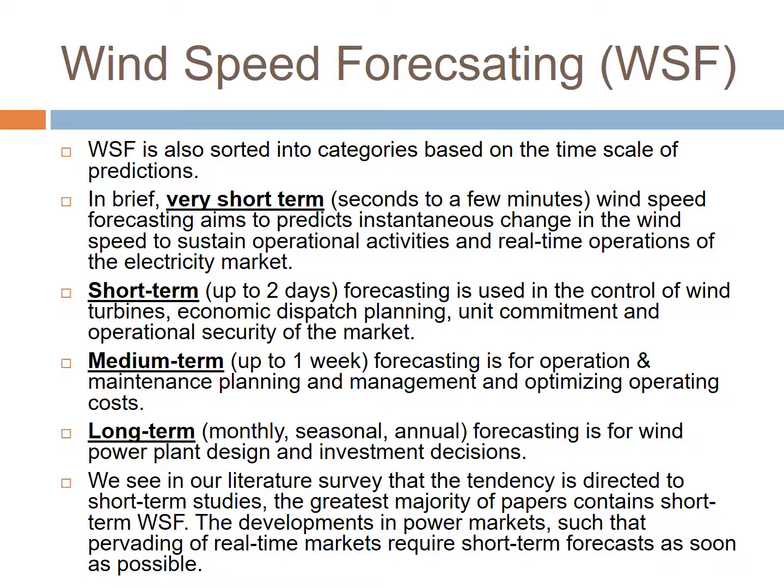Medium-term forecasting usually means up to 1 week. It is for operation and maintenance planning and management and optimizing the operating costs. So medium term is usually about the operator of the wind farm, for example, or the wind generator. They use medium-term forecasts up to 1 week to maintain and to plan their operations.